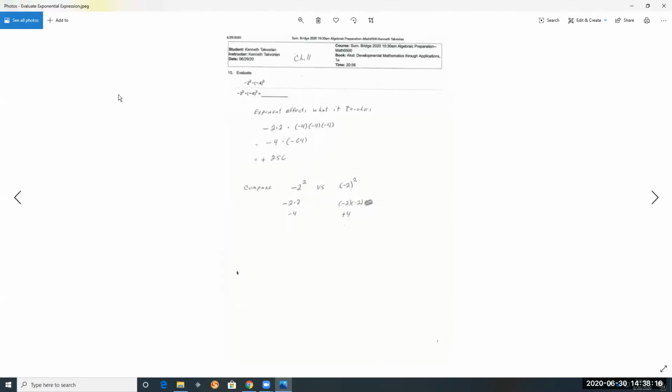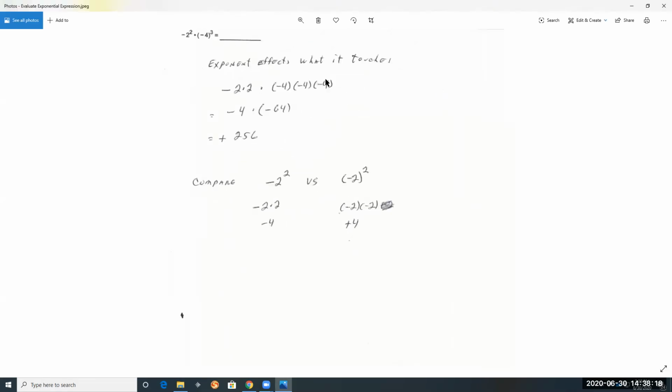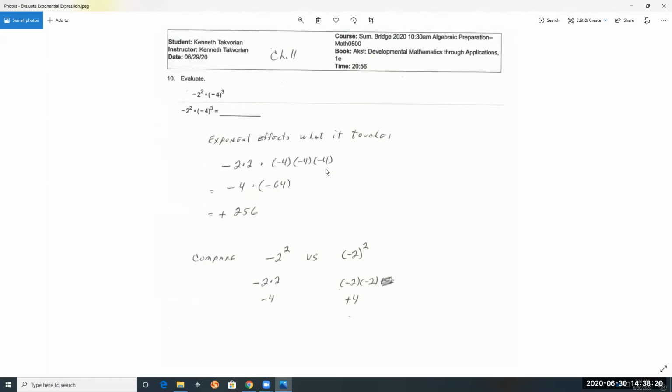Let's look at another problem. This is working with exponents. And there's an interpretation here that is most important. This says minus the 2 squared times the quantity minus 4 cubed. The exponent, whether it's a 2 or 3, affects what it is touching. So since the 2 is only touching the 2, not the minus sign, we repeat the 2.